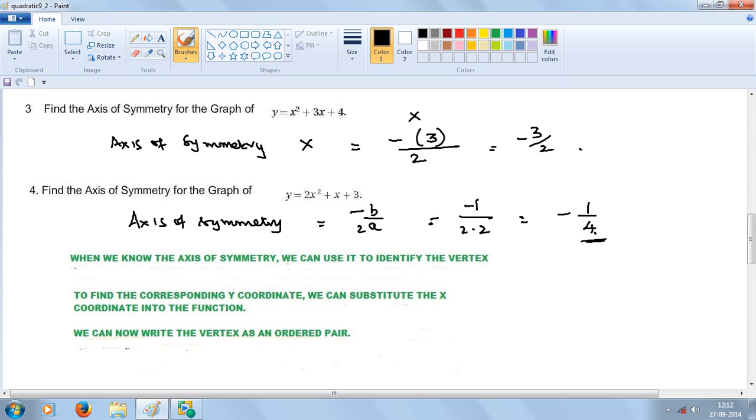Axis of symmetry is x is equal to minus b by 2a. So when we know the axis, we can use it to identify the vertex of the parabola. That is the x coordinate of the vertex. For the y coordinate, if you substitute the x value into the equation, we get the y coordinate.